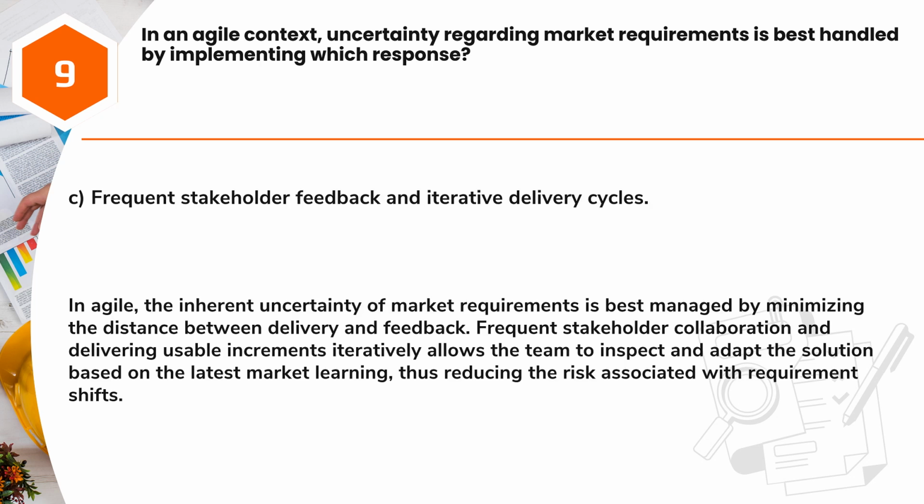Answer: C. Frequent stakeholder feedback and iterative delivery cycles. In Agile, the inherent uncertainty of market requirements is best managed by minimizing the distance between delivery and feedback. Frequent stakeholder collaboration and delivering usable increments iteratively allows the team to inspect and adapt the solution based on the latest market learning, thus reducing the risk associated with requirement shifts.